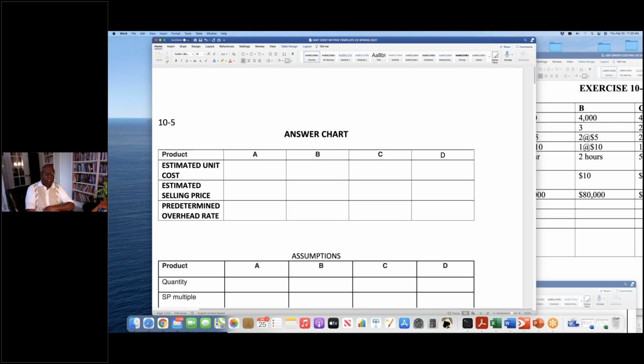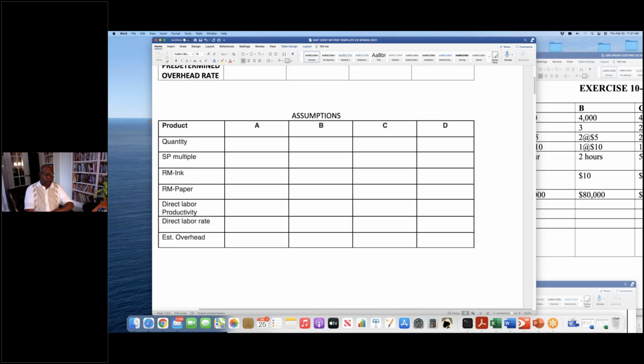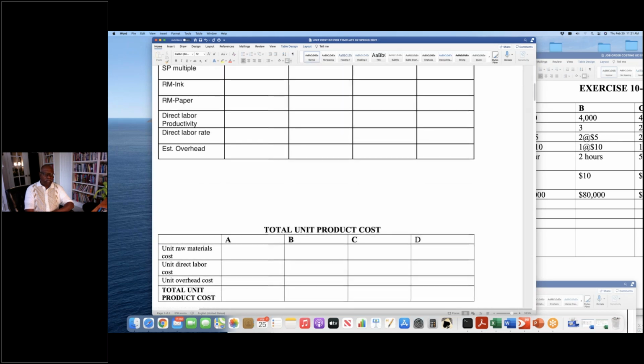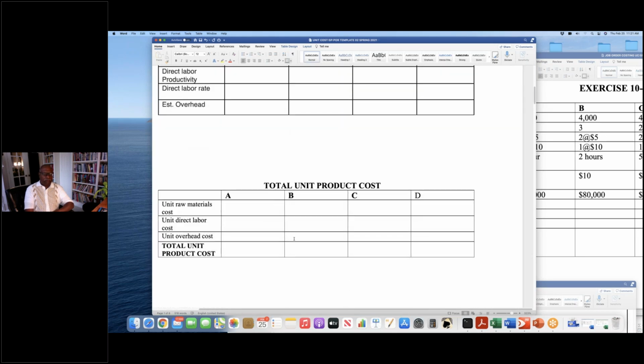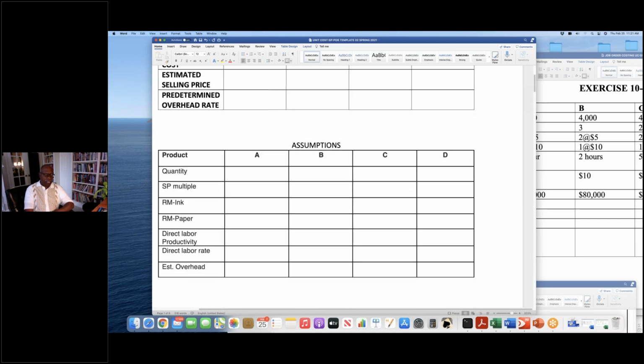The second thing that comes out are the assumptions. There are assumptions on quantity, selling price multiple, raw materials ink, raw materials paper, direct labor productivity, direct labor rate, and estimated overhead total. So we're going to put those in as we work the problem. Then our next table is the total unit product cost. Once we get this total cost based on these 3 items, we then move that cost up here and get the selling price based on the selling price multiple.